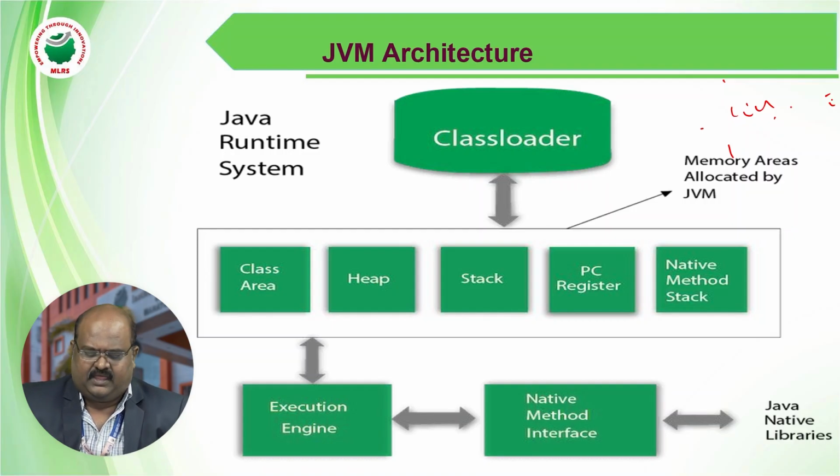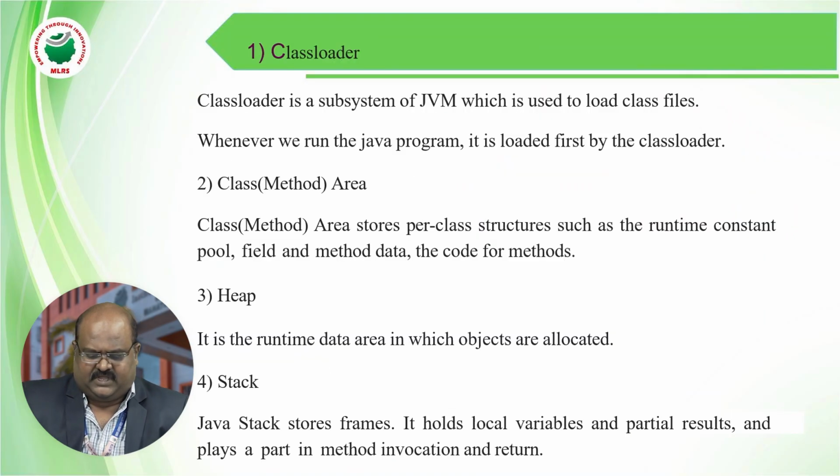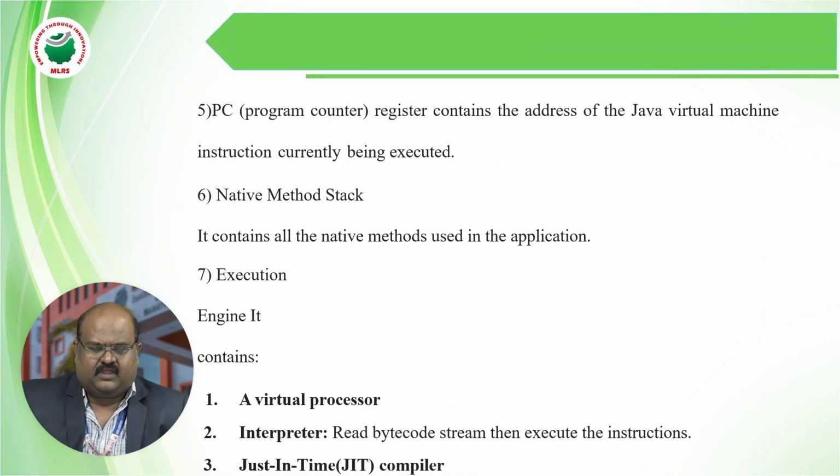And coming to the most important part of the JVM architecture, the execution engine. Under the execution engine, there is one more compiler called the JIT compiler, by which the Java programming language becomes platform independent.